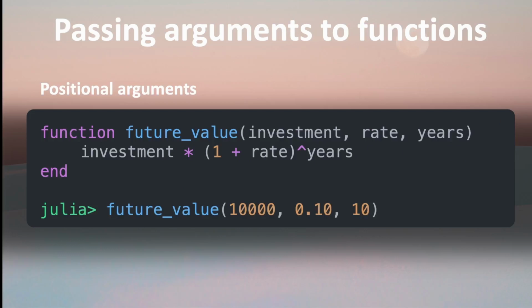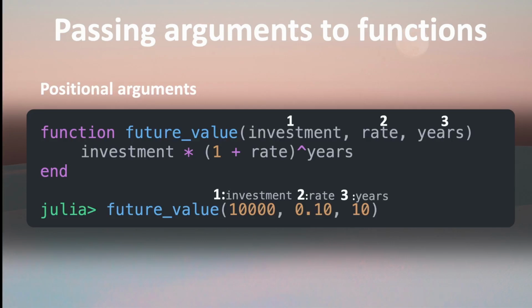Now I told you that functions take arguments. What we saw earlier is a function defined with positional arguments. And what we mean by positional arguments is that the first value will be given to the first argument, the second value to the second argument, and the third value to the third argument.